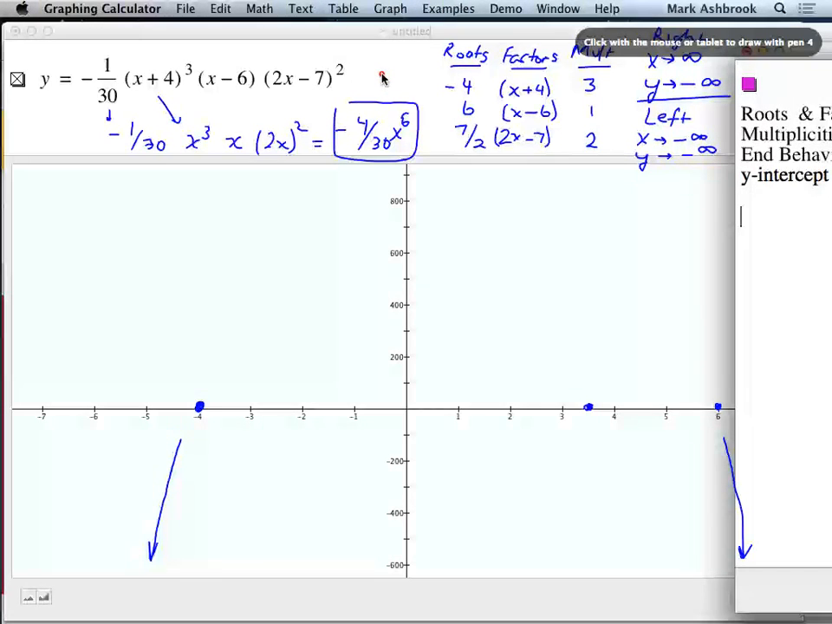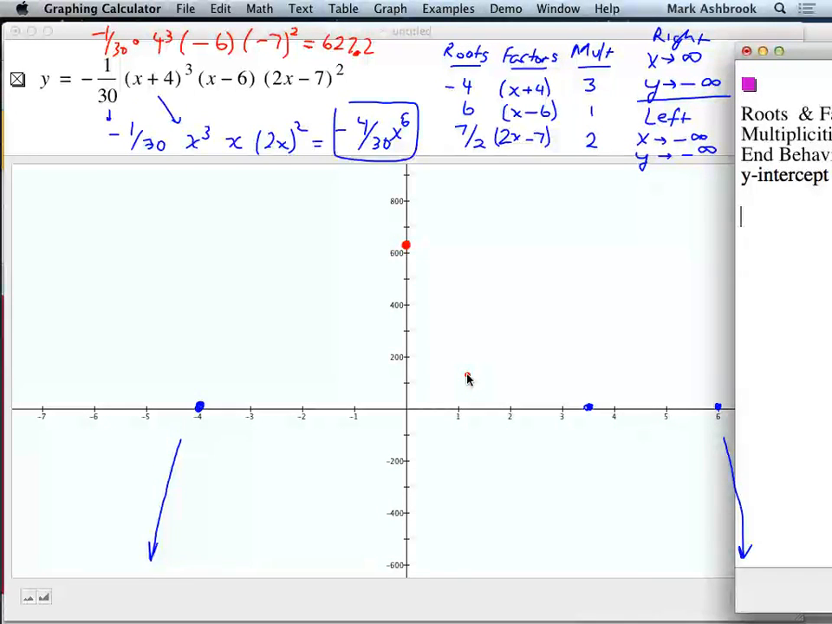I'll do this in red, it's too messy. So we're going to put 0 in. We're going to get -1/30 times what? What will this be? 4 cubed, times -6, times -7 squared. Anybody get a number for that? Tell me. 627.2. Somebody else get that? Thumbs up. 627.2.